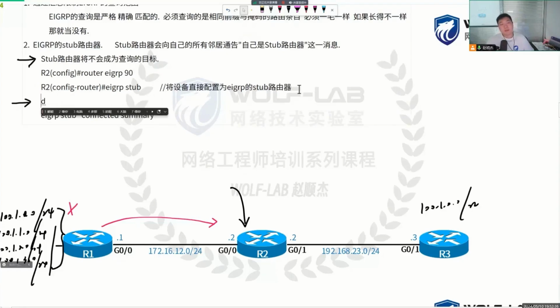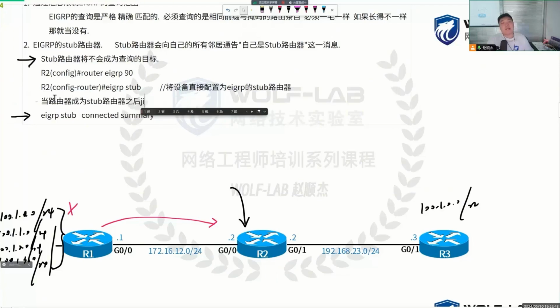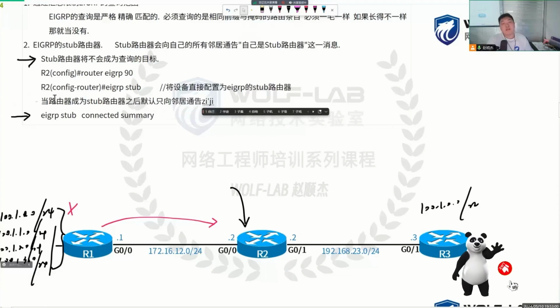Let's take R3 as an example. I am the boundary router of our network. What's behind me? Behind me are hosts, for example the 192.168.1.0/24 network segment, turning into a switch. Many hosts behind the switch. One host, two hosts, three hosts.